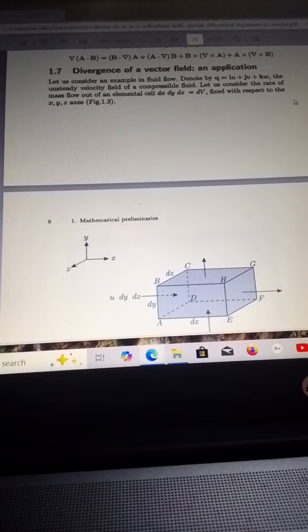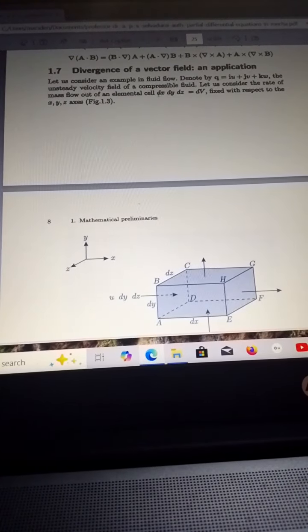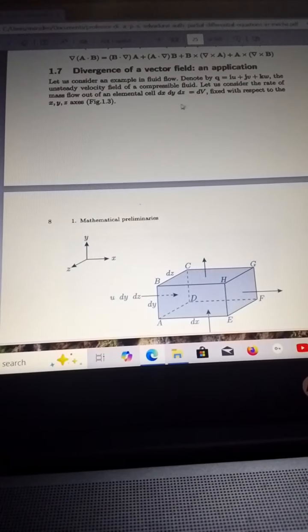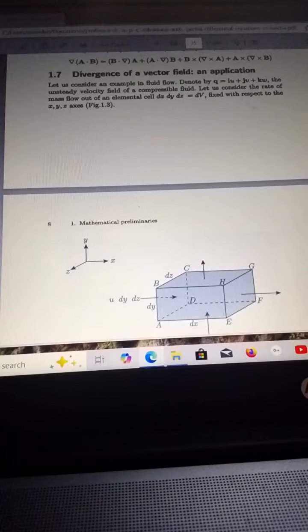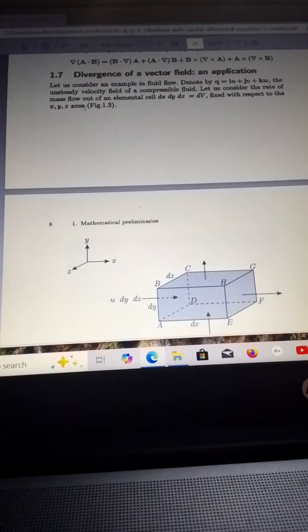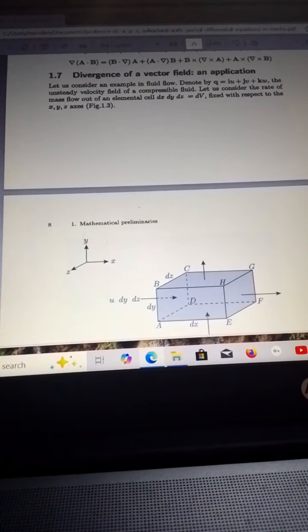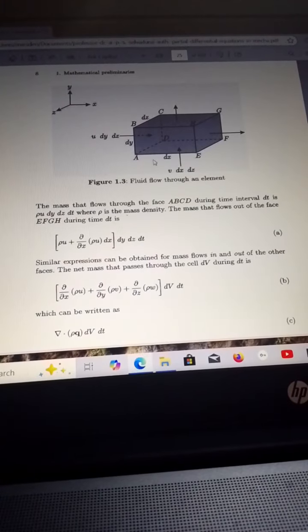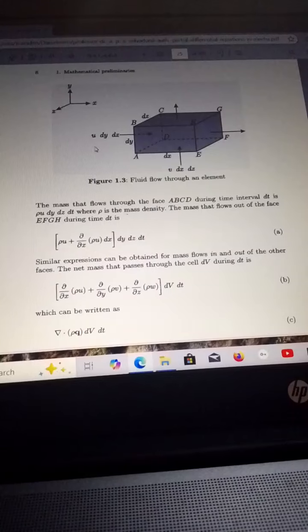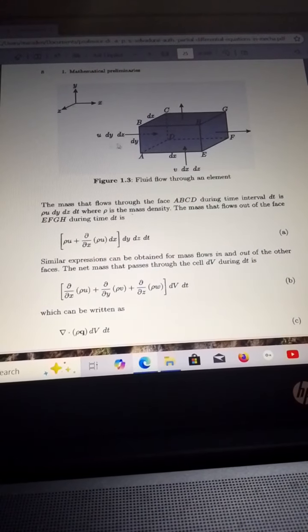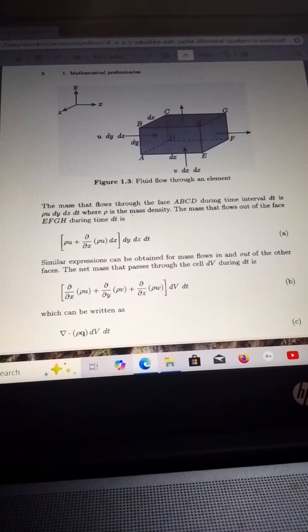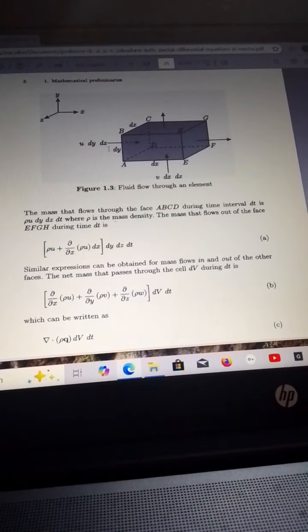Let us consider the rate of mass flow out of an elementary cell, that's dx, dy, dz, which gives you dV, the volume, fixed with respect to the x, y, and z coordinate axes, as you can see here. And now this is the fluid. It means that there's a fluid that is moving from this direction into the box, as you can see, this arrow pointing here.